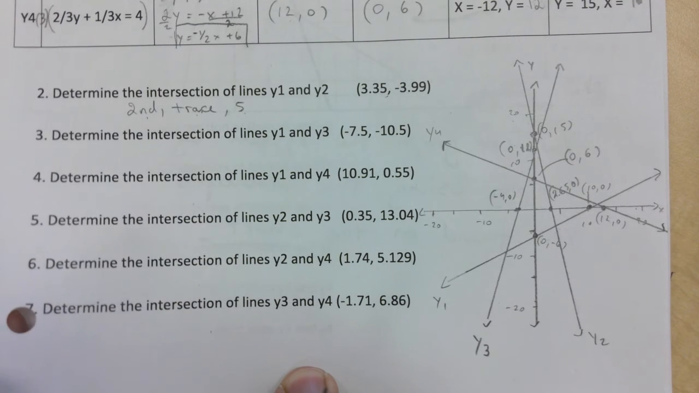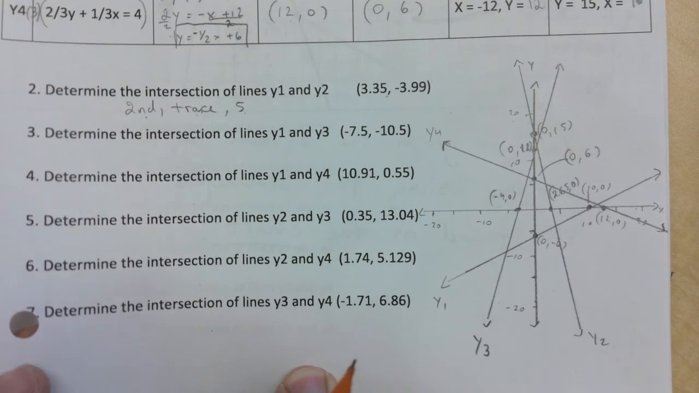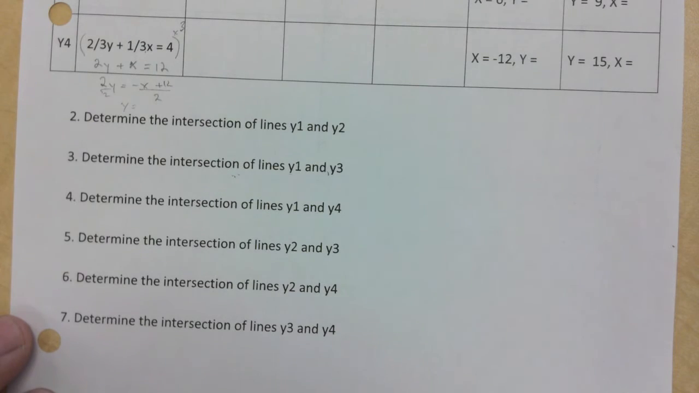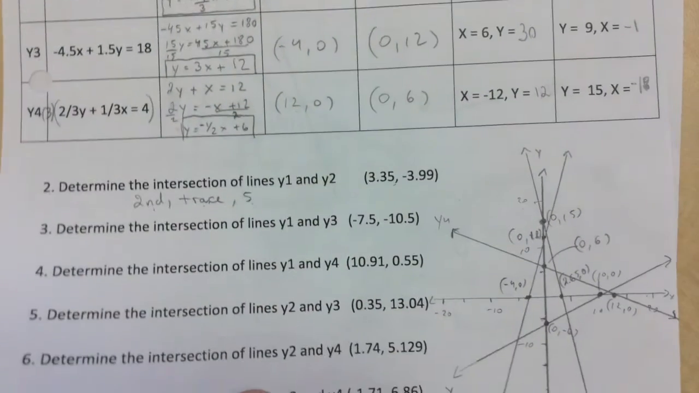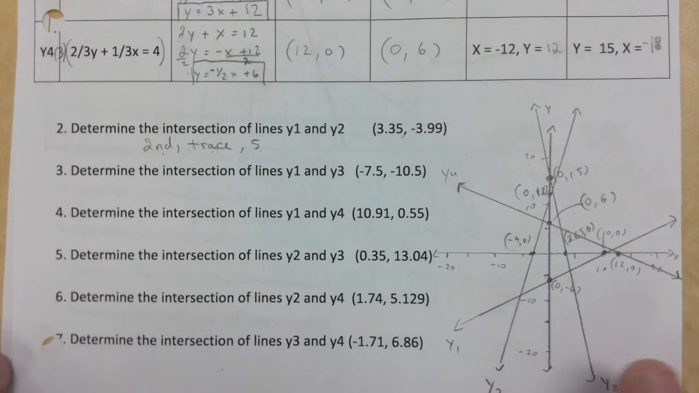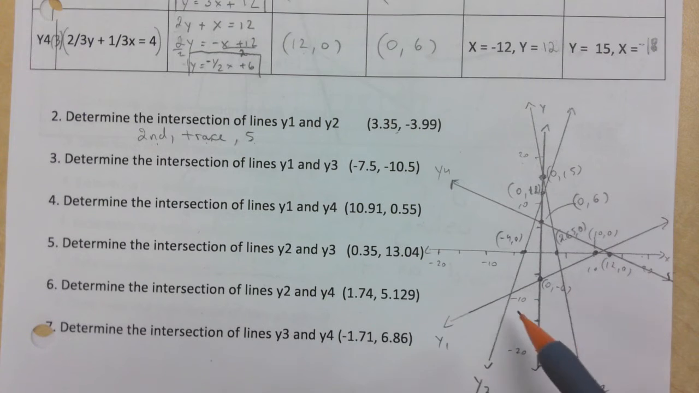Did I ask you to label the coordinates of the intersection on the graph? I'm not sure. Let me just check here. Graph all lines. Make sure you label all points of intersection. So I did ask you to do that. It's going to be a bit crowded, but maybe I'll just use a different color.